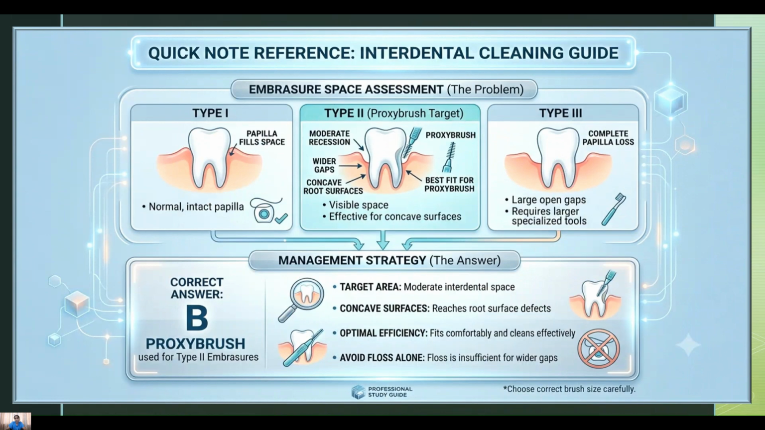And for type 3, complete loss of the papilla creates an open space where larger single tufted brushes or specialized tools are required. So remember, proxy brushes are ideal for type 2 embouchures.